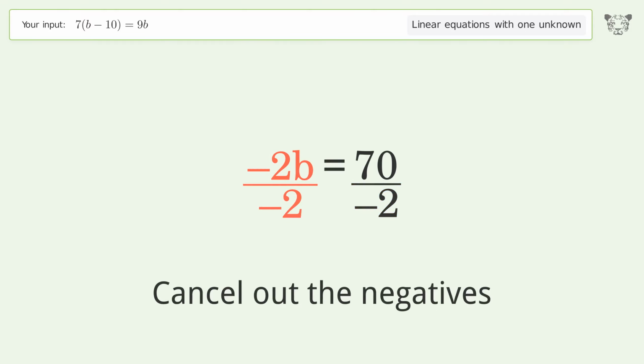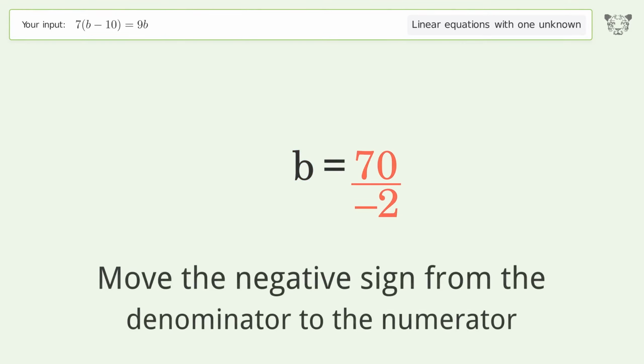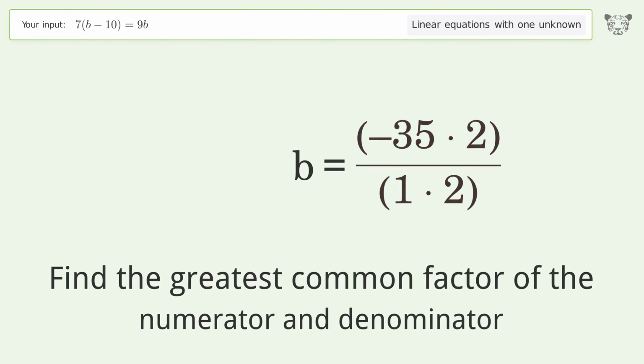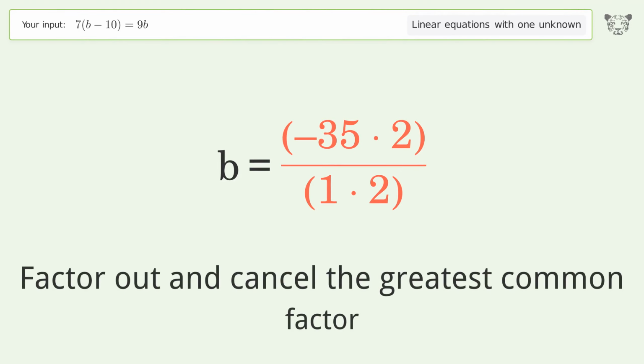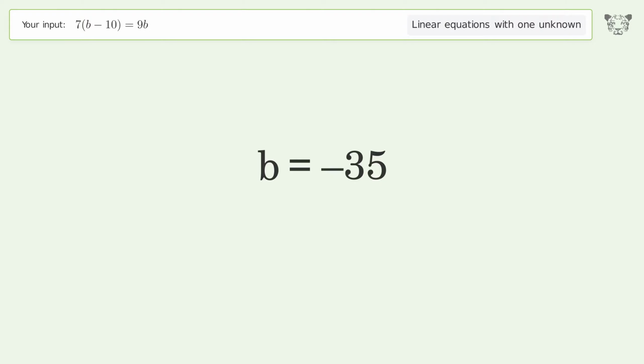Cancel out the negatives. Simplify the fraction. Move the negative sign from the denominator to the numerator. Find the greatest common factor of the numerator and denominator. Factor out and cancel the greatest common factor. And so the final result is b equals -35.